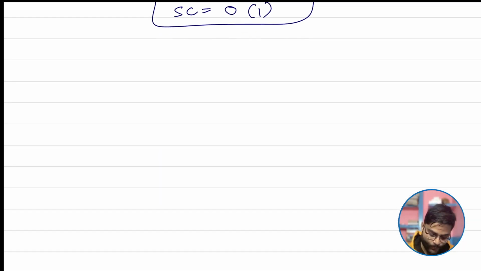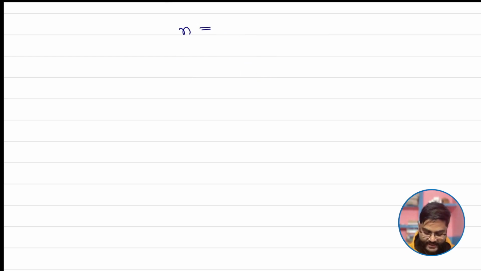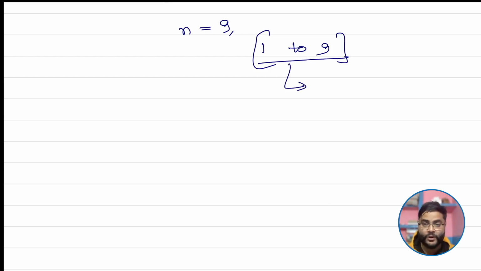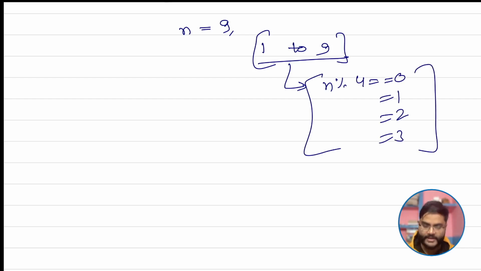How? So let's say n is 9, and I want to find the XOR from 1 to 9. I was able to find it in order of one time using that approach: n mod 4 equals 0, 1, 2, or 3. We have solved this in the previous problem. Now, how can I use that approach here?